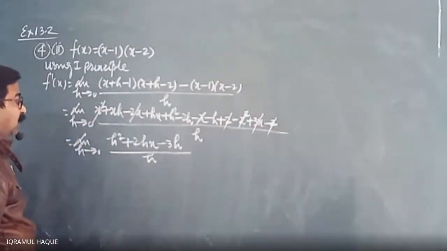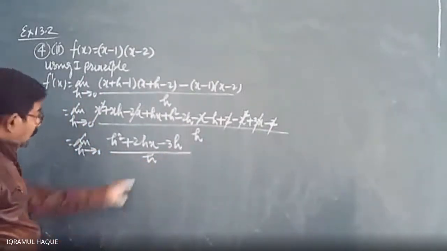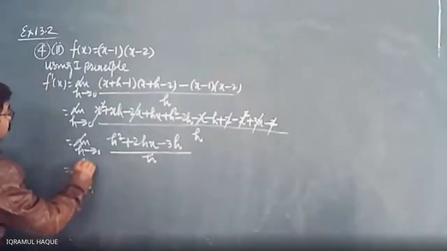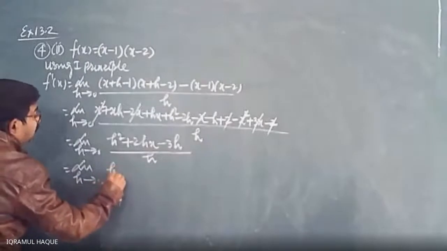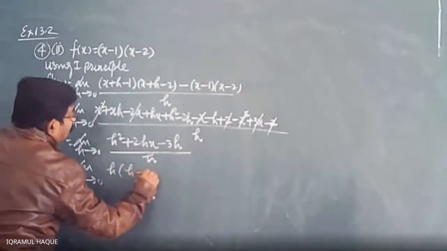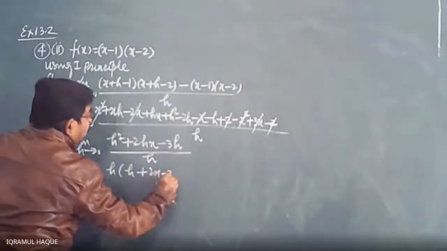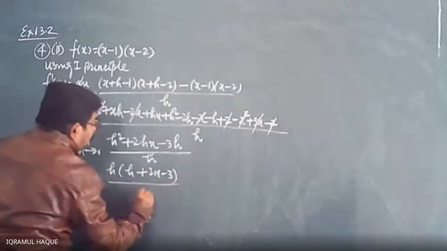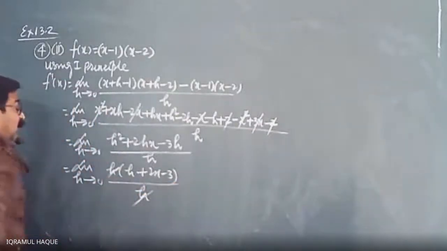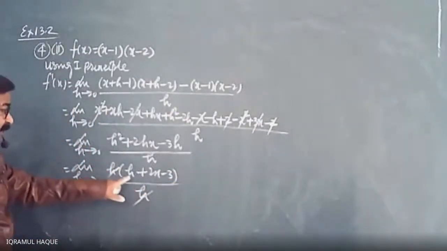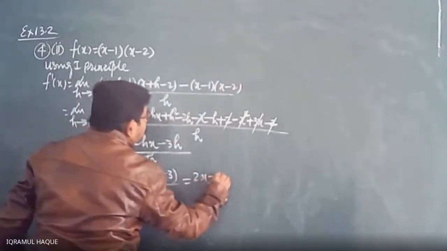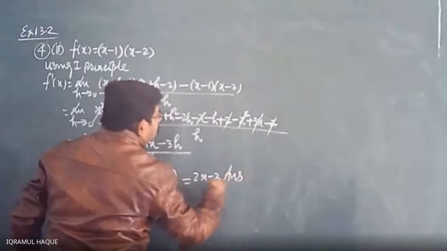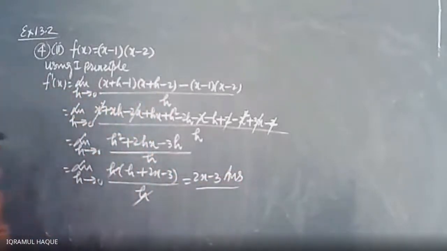So we have h common. Limit h tends to 0. H is common. We have h plus 2x minus 3 upon h. This h and h will go. Apply the limit. This h becomes 0. So what is the result? 2x minus 3 is the answer.